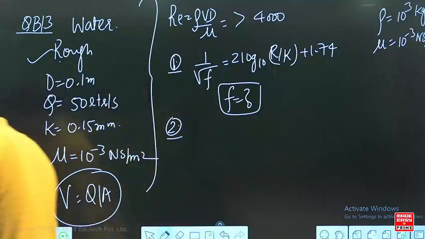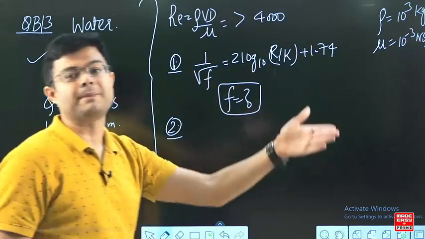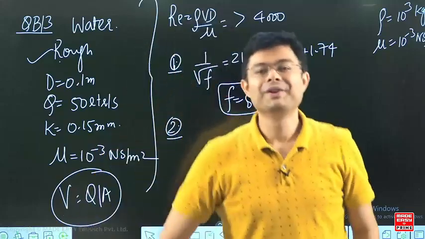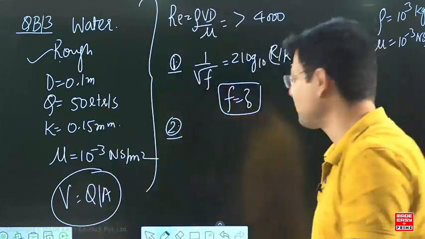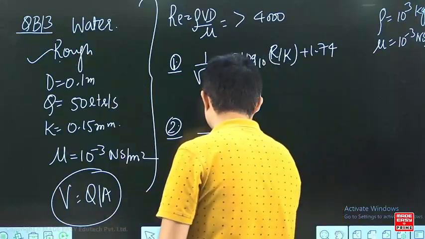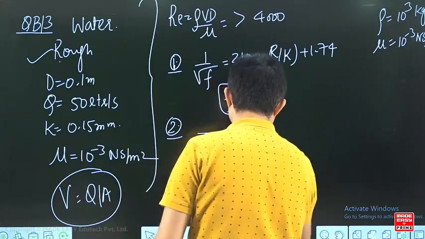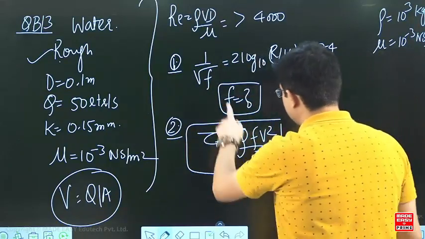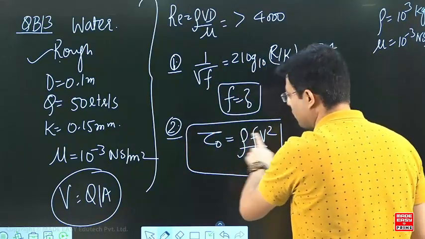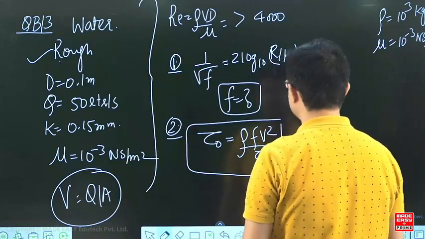Number 2. The second thing he is asking in the paper is shear stress at the pipe surface. To find the shear stress at the pipe surface, even in turbulent flow, there is a direct formula. Today only I told you the direct formula. Wall shear stress is rho f V square by 8. Friction factor you know, density you know, velocity you can find from here, divided by 8. Can you find the value of shear stress?